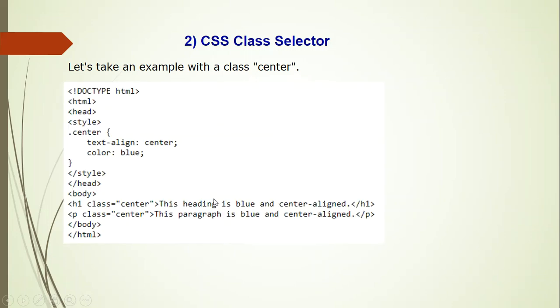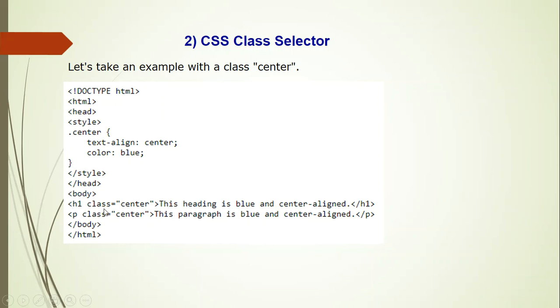Let us take an example with the class center. Now, what have I done? Normal HTML structure, correct? Which has an H1 tag and a P tag. This heading is blue and center aligned. This paragraph is blue and center. This is the piece of text available. Now, the H1 tag is a heading and P is a paragraph. I want both the tags to appear similar. Then what should I do?